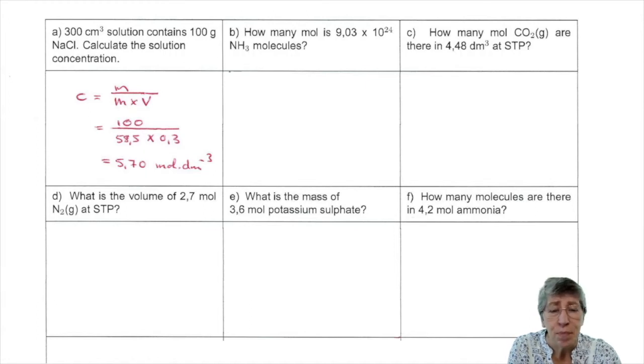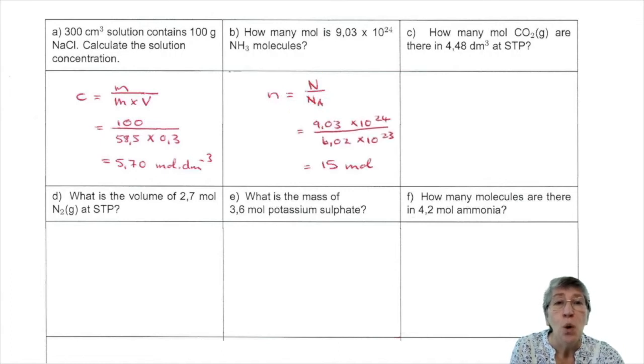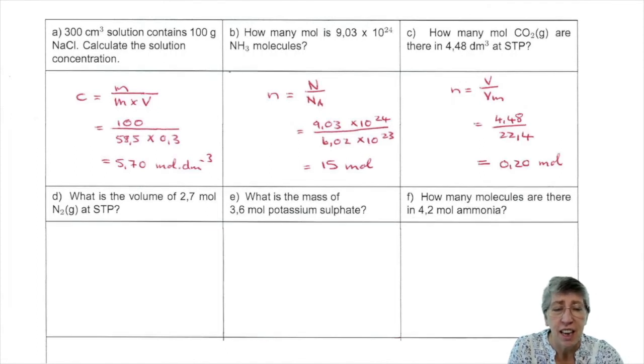In number B, they ask you how many moles, so you're looking for small n, and they're giving you a number of particles. That's going to tell you we are going to work with n equals N over Na, and then just substituting there will give you 15 moles. In C, they ask you how many mole of CO2 gas are there in 4,48 cubic decimeters at standard temperature and pressure. So there they give you a volume, and it is a gas, and it is at standard temperature and pressure. So this was easy. You used n equals V over Vm and just substitute it in there.